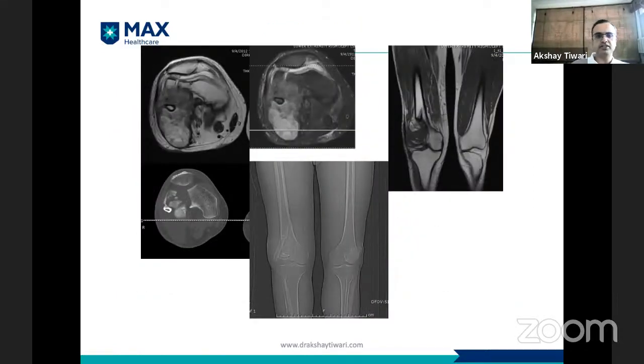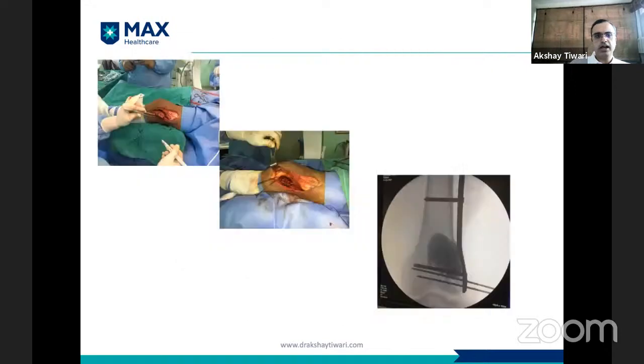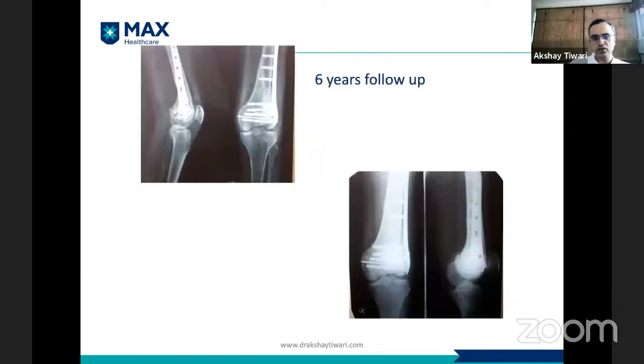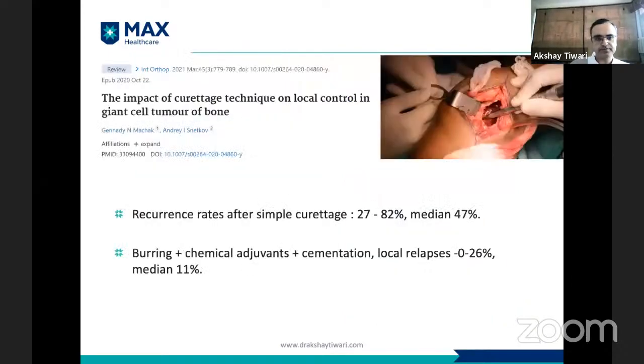This was a patient with a pathological fracture. This was operated about 6 years back or even more. And after all the counseling, curettage and fixation of the fracture was resorted to. And that's the follow-up 6 years later. We do have some osteoarthritis developing, but the patient still is doing fine.